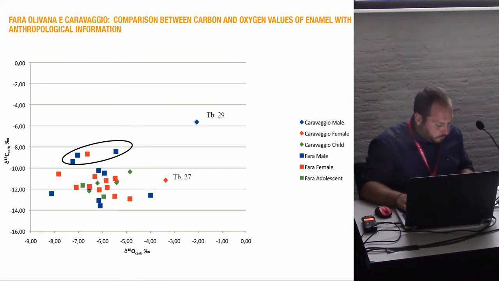With reference to the first cemetery, the oxygen isotopes of two individuals, graves 27-29 of Caravaggio, have a different value. This may indicate the exploitation of different water resources and possibly a different origin, especially for the individual with the more positive value. Regarding carbon, the individuals from Caravaggio have a value related to a C3-based diet in childhood, except for the individual in grave 29, whose diet was based on C4 plants.